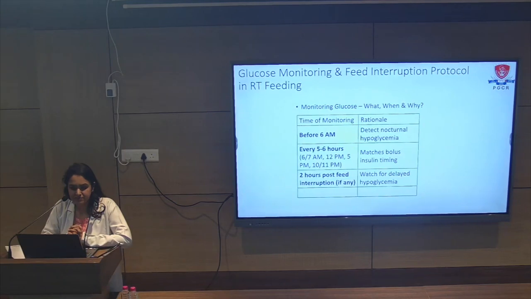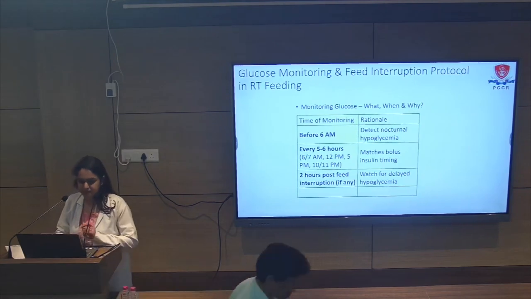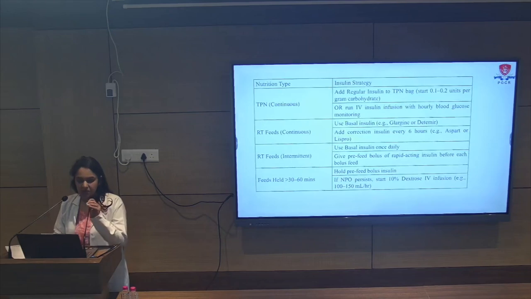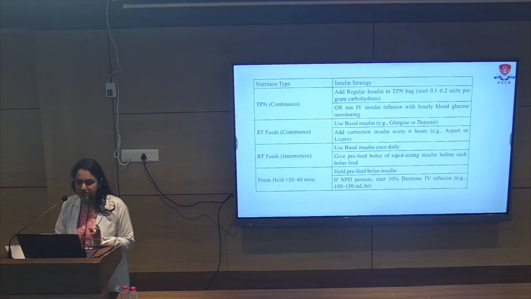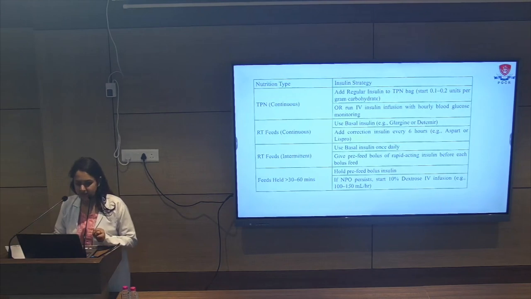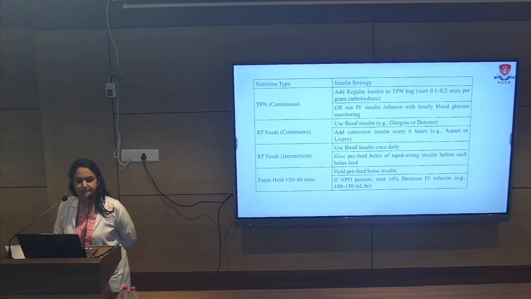Arterial blood sample as well, sir, but very rarely. Now, if the patient is on total parenteral nutrition, we add regular insulin to the TPN bag and we start at 0.1 to 0.2 units per gram of carbohydrate. So we will have this question which sir is asking.